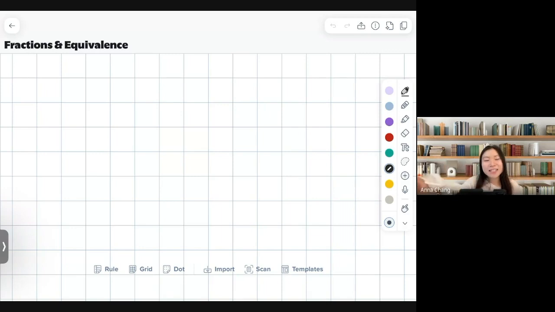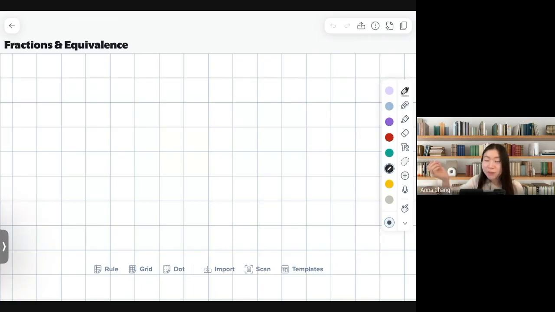Hello, everyone. In this lesson, we're going to be reviewing fractions and equivalence, which is another foundational topic on this exam. We need to understand what fractions represent, how to compare them, and why fractions have the same value, even when they're written with different digits. Let's go ahead and get started.